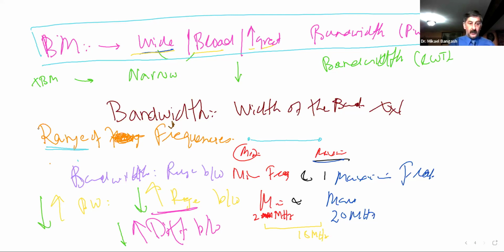Whereas on the other hand, if we had a transducer with a lesser range or a lesser bandwidth, say the minimum was still 2 megahertz, but the maximum frequency was just 3 megahertz. So what is the difference between these two? It's just 1 megahertz, which means a lower difference between the maximum and minimum, which will cause a lower bandwidth.